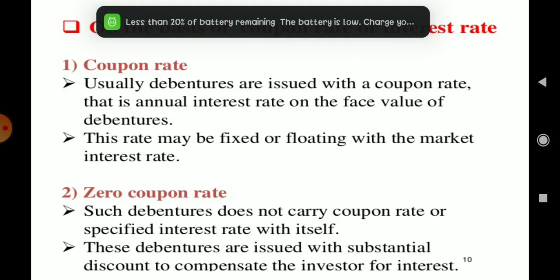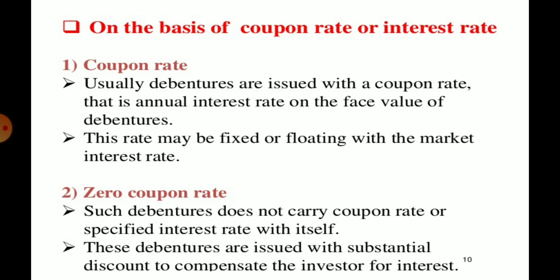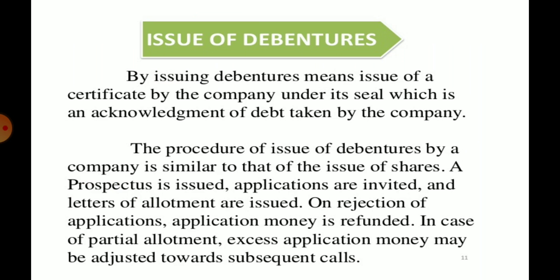On the basis of coupon rate or interest rate, usually debentures are issued at a coupon rate, that is, annual interest on the face value of the debenture. A zero coupon rate debenture is one which does not carry any coupon rate and it is issued at a discounted rate or substantial discount to compensate the investor for the interest.